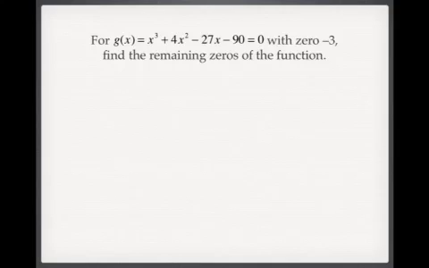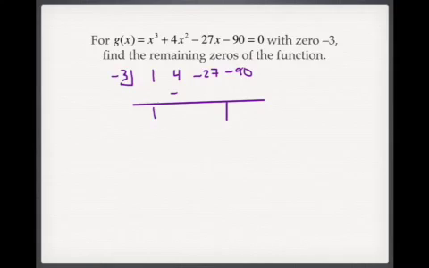Okay. Now, g of x, we're given a zero of negative 3, find the remaining zeros. So this is where the rubber hits the road. This is what our whole goal is. We're given a zero, find the rest. We know how to do this now. We're just going to take, using our synthetic substitution, we're going to plug in negative 3 and see what falls out if we get a 0 remainder. If we do get a 0 remainder, we can keep going. If we don't, we have to stop.